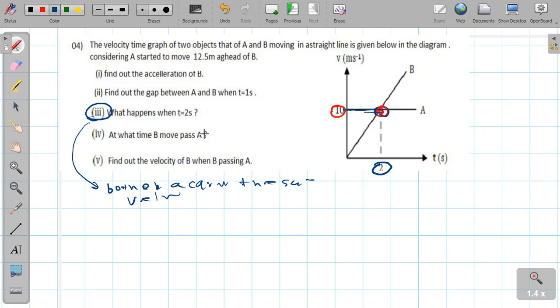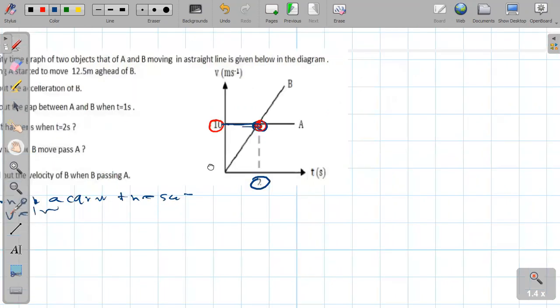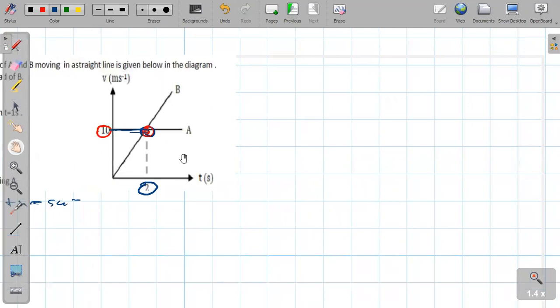At what time does B move past A? At what time does B move past A? That is something we really don't know how to find out.